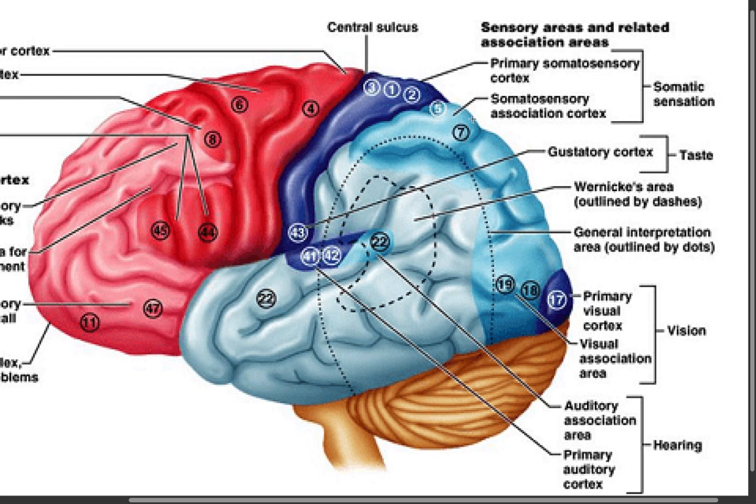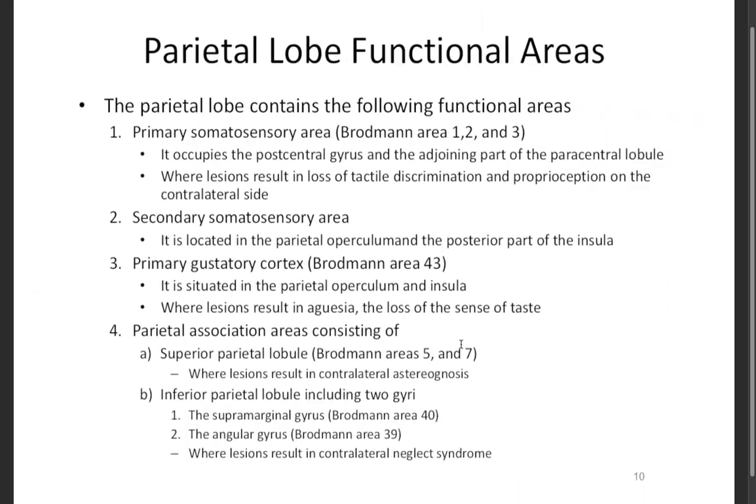This is the superior parietal lobe. This is the interparietal sulcus separating the parietal lobe into superior and inferior. This is area 5 and 7, the Brodmann areas that are responsible for astereognosis, the sensation of an object without seeing it with your eyes. The inferior parietal lobe includes two gyri, the supramarginal, which is Brodmann area 40, and the angular gyrus.